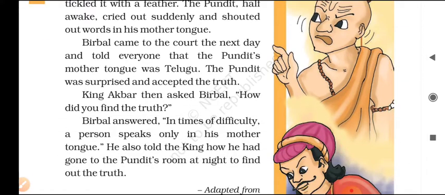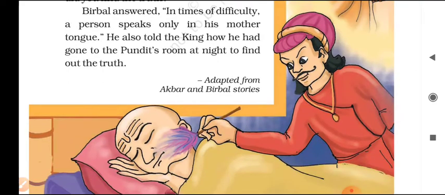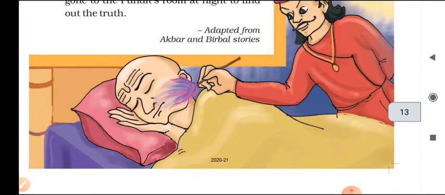The Pandit was surprised and accepted the truth. King Akbar then asked Birbal, "How did you find the truth?" Birbal answered, "In times of difficulty, a person speaks only in his mother tongue." He also told the king how he had gone to the Pandit's room at night to find out the truth. And this is a very short story adapted from the story Akbar and Birbal. So this is one of the stories about Akbar and Birbal. Here you can see Birbal is tickling with a feather or something.